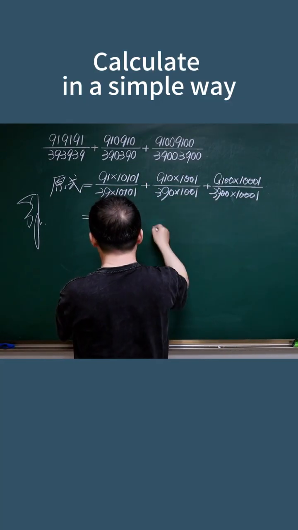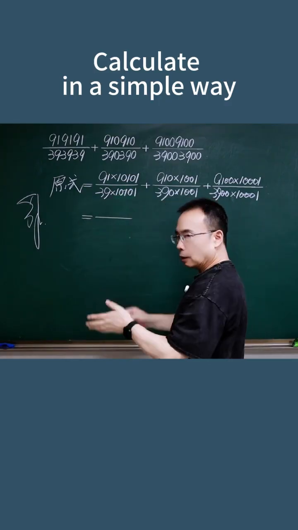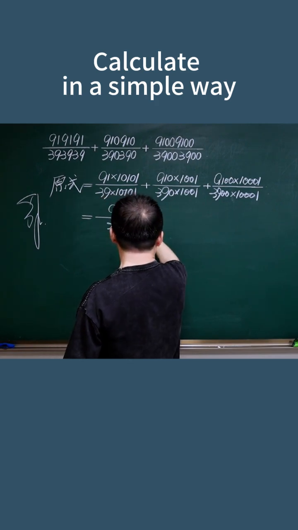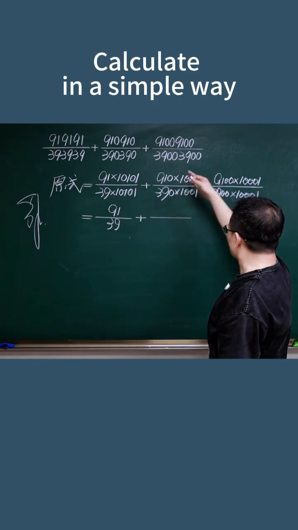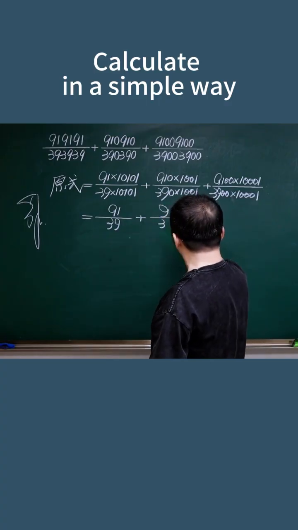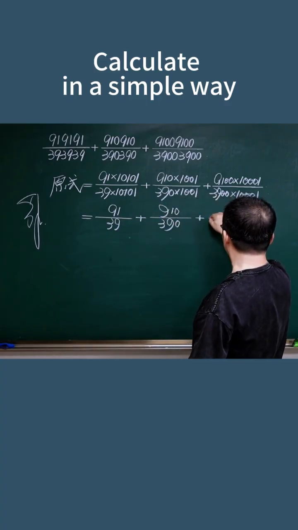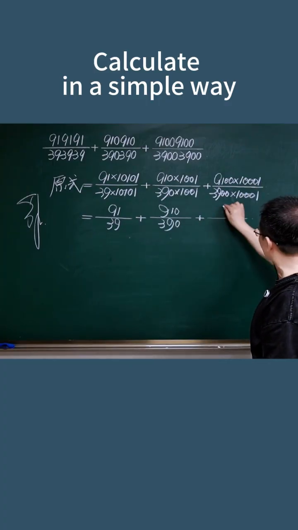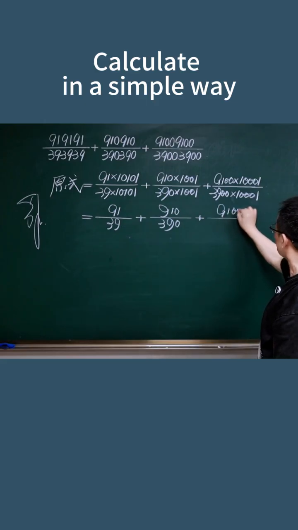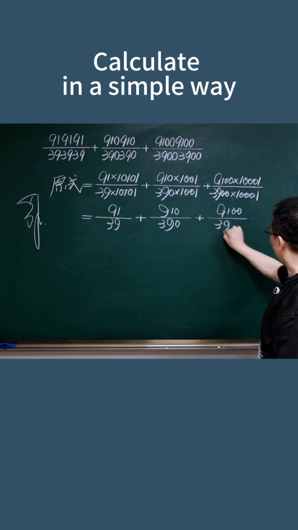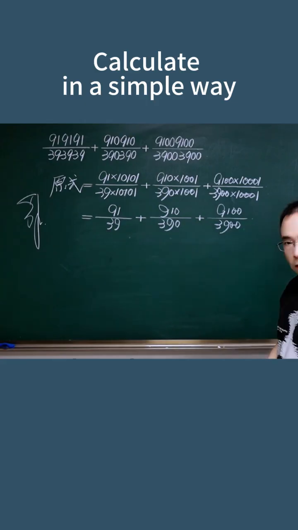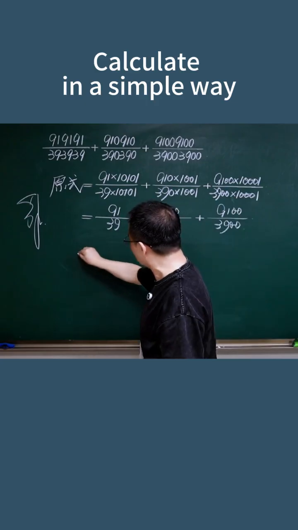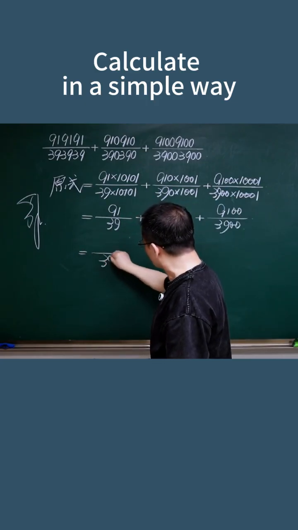Let's do a bit of simplification. 10,101, snip, snip. This is this one, right? The second term, 1,001, snip, snip, and what's left is this third term. After factoring out the common factor, 1,001, it becomes 9,100 in the numerator and 3,900 in the denominator. At this point, it's clear that both terms can be simplified by dividing the numerator and denominator by 10. So let's leave it as is for now.